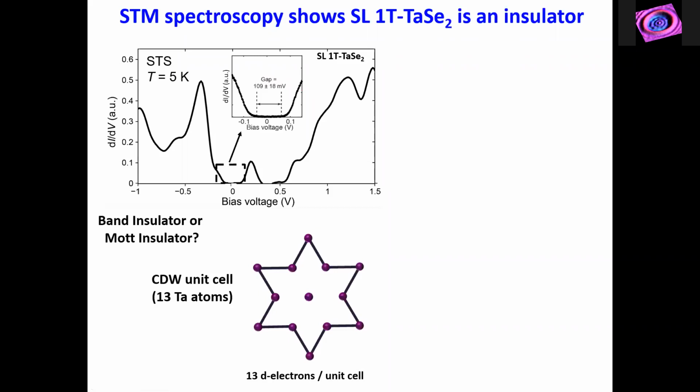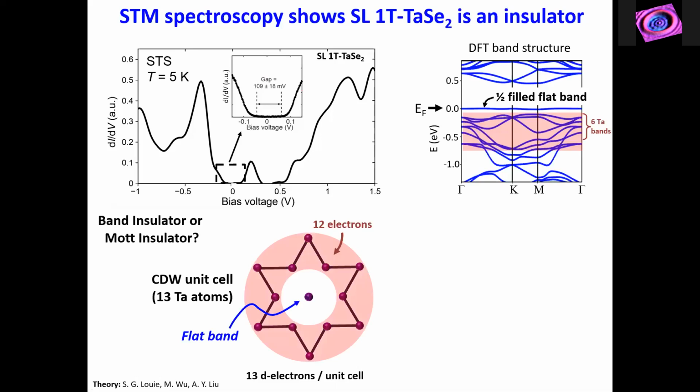So what we can do is take a closer look at the system. Let's just do some counting. If we look at the unit cell of this material, this is the unit cell. It's the CDW Star of David. There are 13 tantalum atoms in it. Each tantalum atom has one d electron, so that means there are 13 electrons per unit cell. Now that's an odd number, and so by basic solid-state physics reasoning, we expect this material to be a metal, not an insulator. And if we do a DFT calculation on this material, sure enough, we get a metal.